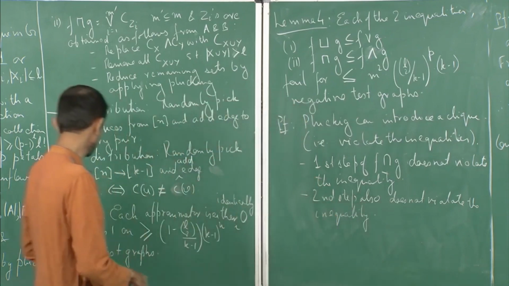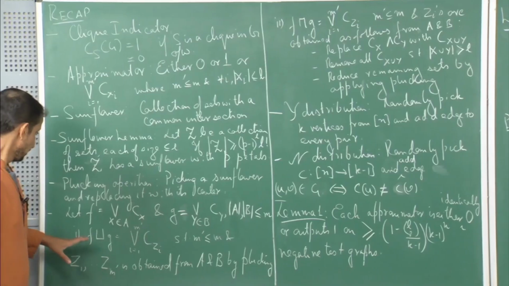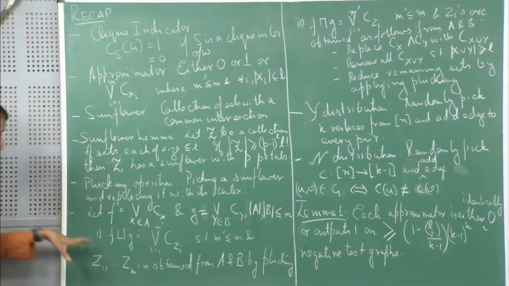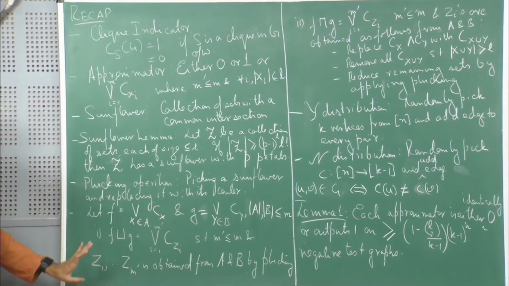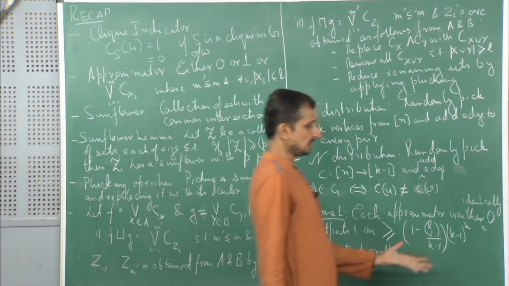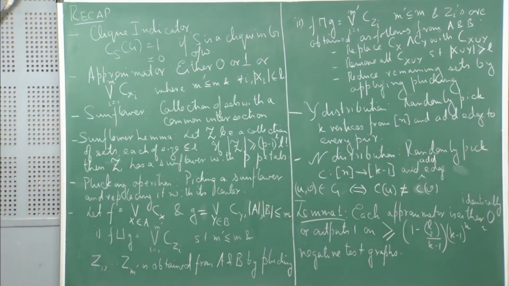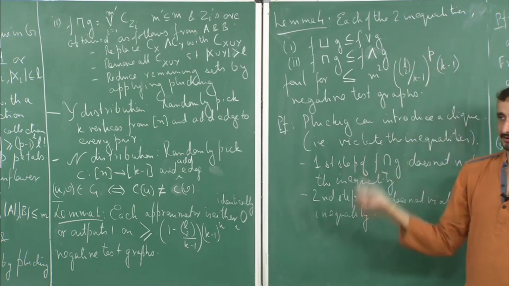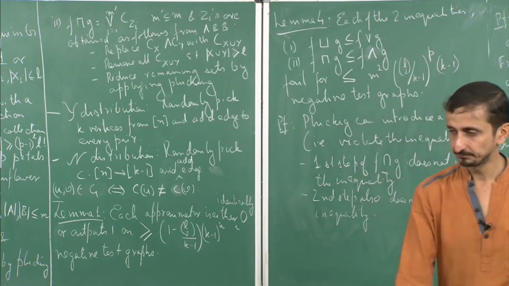So what we see here is that for both these approximate OR and AND, the inequalities can only be violated as a result of the plucking operation. That is the only thing. So we just have to count, as a result of the plucking operations, for how many negative test graphs these equations get violated. That is all that we have to count now.